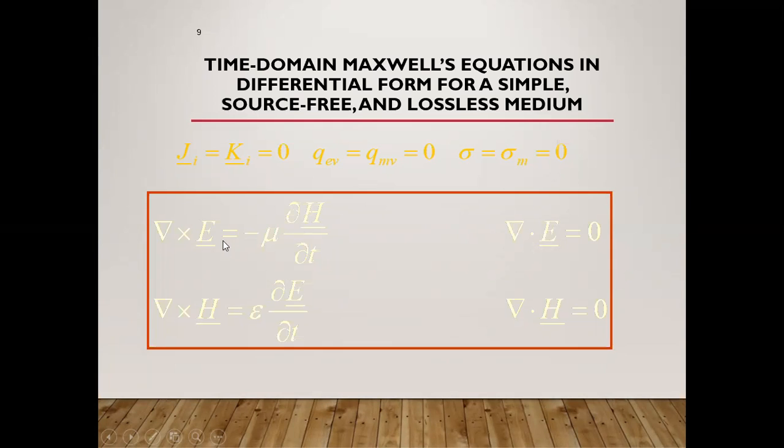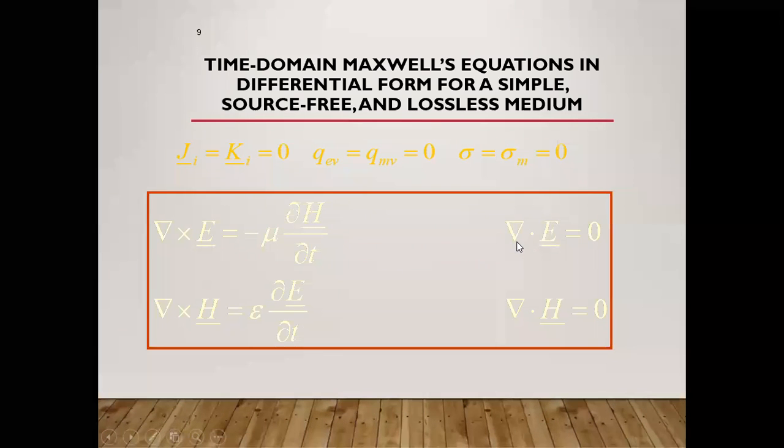Getting it? So if the magnetic field is there, definitely mu will affect. If the electric field is there, epsilon will affect. Similarly, in the dot product, that is del dot E, that will be 0 in the lossless medium, and the del dot H, if there is a dot product, definitely this will be 0 in the lossless medium.